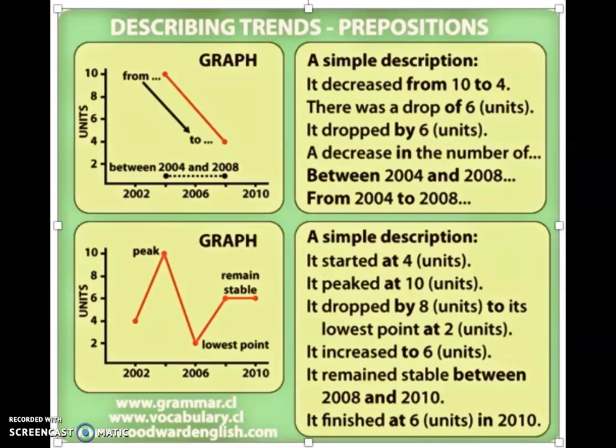Another way that we can describe the trends in the graph is by using prepositions. So prepositions are words like from or by or in. Okay, so here we're looking at a graph. If we're talking about a part of the graph where it starts, and then we want to talk about where it goes to, from 2002 to 2006, it decreased from 10 to 4, or there was a drop of 6 units, or it dropped by 6 units, or there was a decrease in the number of. So between 2004 and 2008, there was a decrease in the number of blah, blah, blah. Okay, so these are just different examples of how we use prepositions to describe a graph.